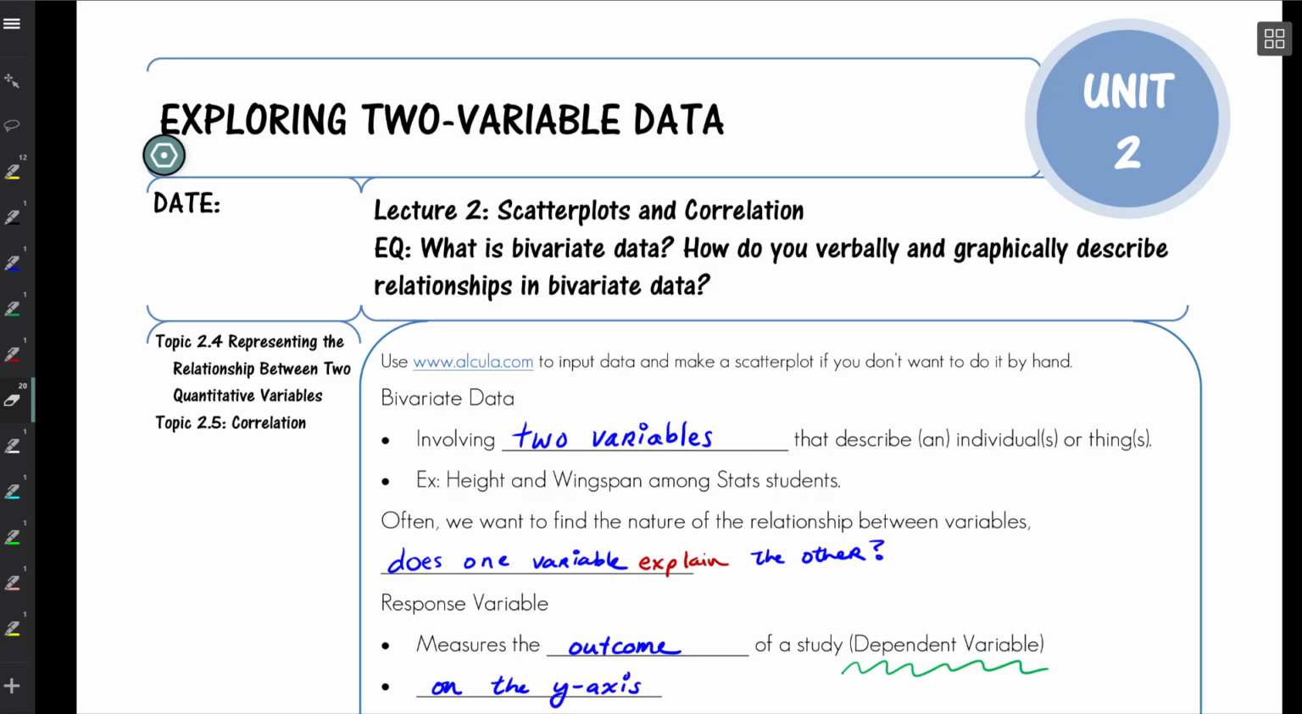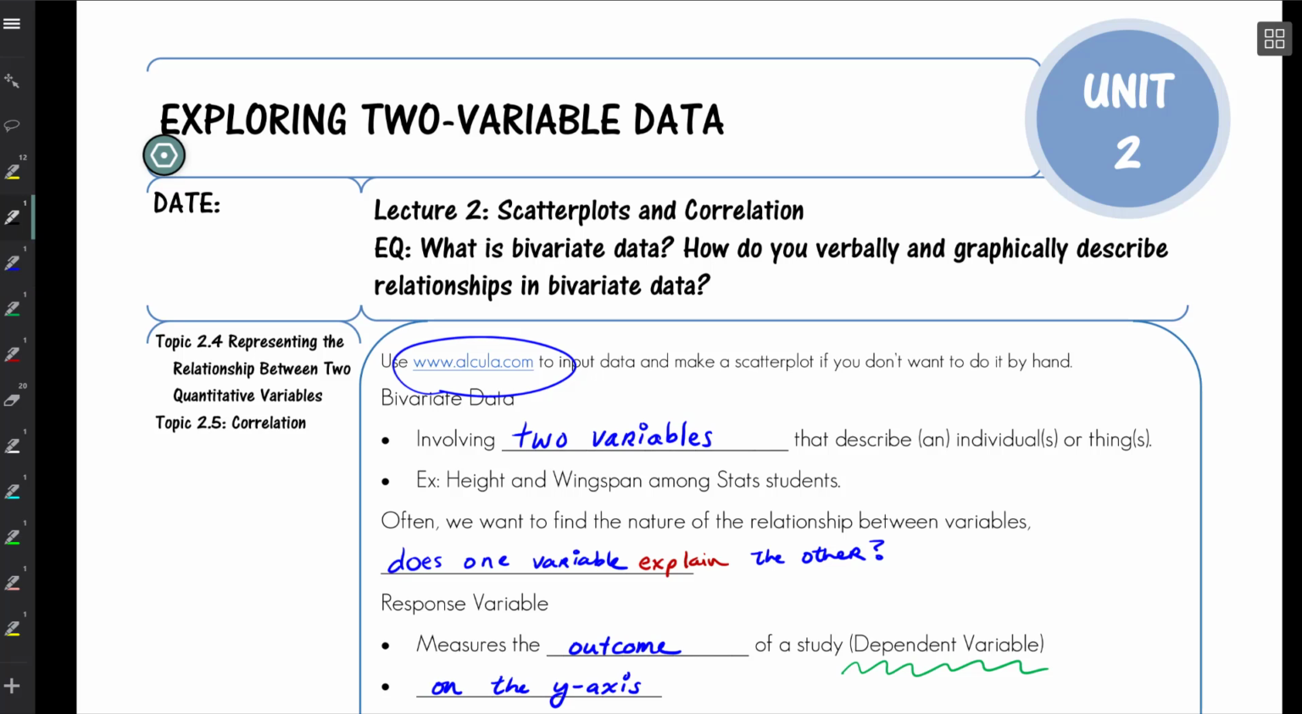Now, throughout this lesson, in your practice, you may want to start looking at this website, alcula.com, which has all kinds of great online calculators, including one that will make a scatter plot for you. So, if you don't want to make things by hand, you want to make a computer-generated one, that website might help you out. Now, what is bivariate data?